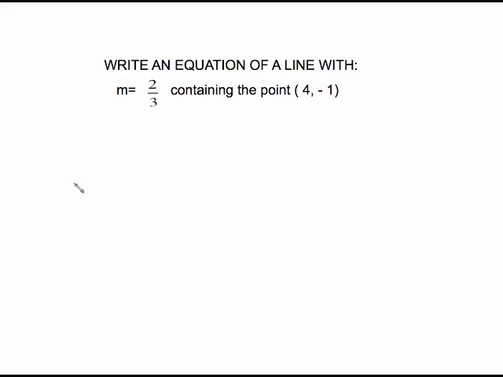Same kind of problem, but now we have a fraction slope, which just makes it a little bit harder arithmetically. We are still plugging into y equals mx plus b. This is still x. This is still y. So it's -1 equals an m of 2/3 times x of 4 plus b. Now think of the 4 as 4 over 1, which gives us 8/3 plus b equals -1.